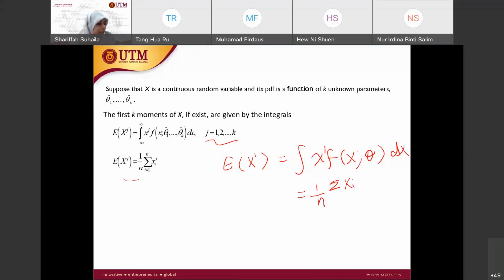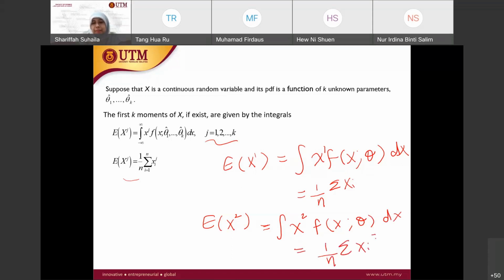Say we repeat the process. You want to find E of x squared, for the second parameter. So again you will have x squared, then dx. This one we equate to 1 over n summation of xi squared. We will repeat the process.